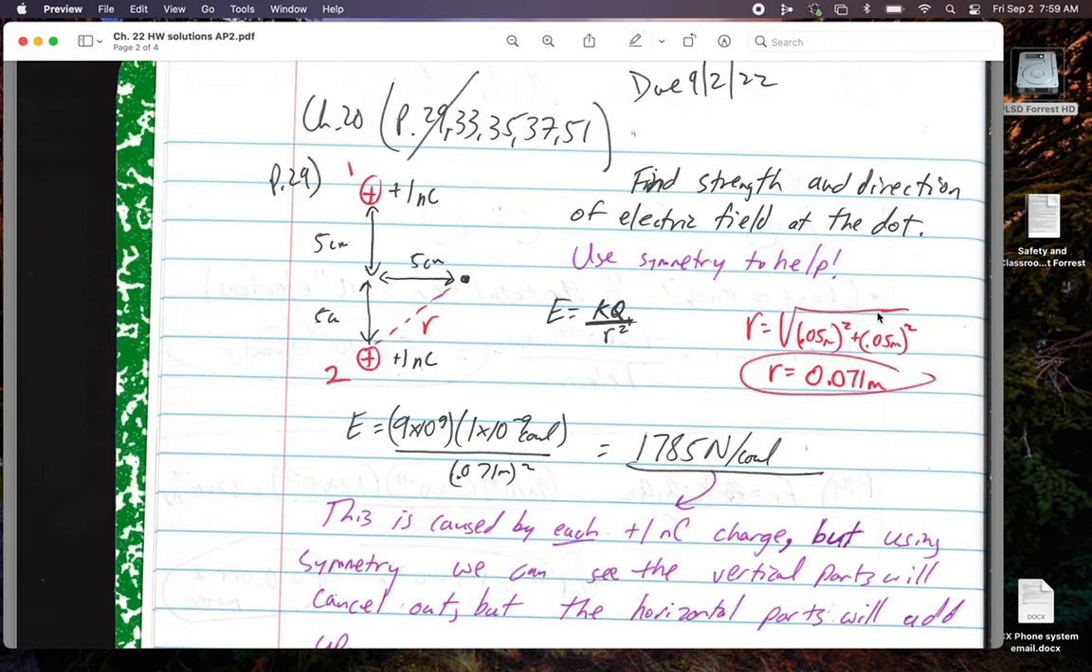Problem 29 is a vector problem, and it has two identical 1 nanocoulomb spheres or point sources. They're 10 centimeters away from each other total. And then at the midpoint, 5 centimeters to the right, there's a point in space. It's asking you what the electric field is, both direction and magnitude, at that spot.